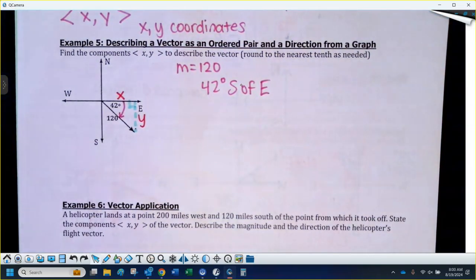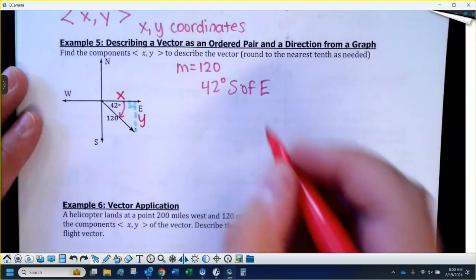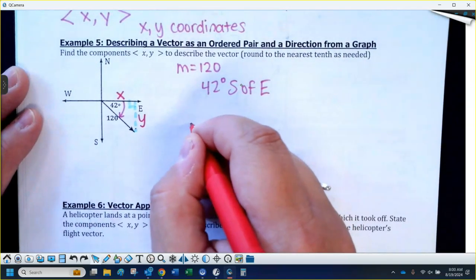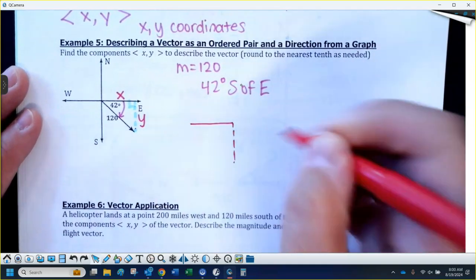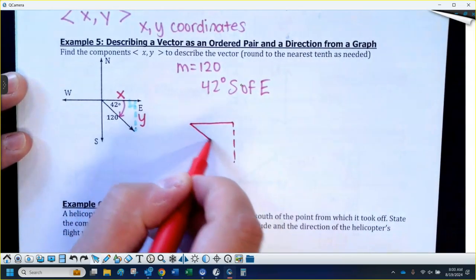And if you always connect it to the x-axis, I'll show you this in a second, you will always use the same sine, cosine, or tangent for x and the same sine, cosine, or tangent to find y, but we're going to use trig to do this. So let me come to the side here really quick, and you don't need to redraw this because you can see it on your paper here.